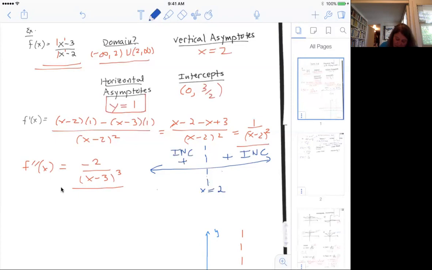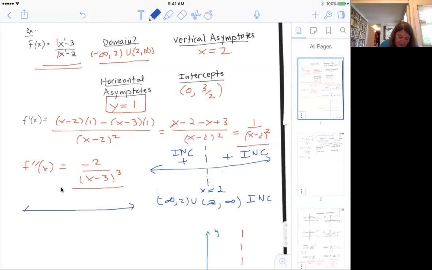If we write that in interval notation, it's minus infinity to 2 union 2 to infinity. That is where it's increasing. It's not decreasing anywhere. It's decreasing nowhere. So there's no local max or local min, because to have one of those, it has to change from being increasing to decreasing, so that you either have a hill or vice versa, you'd have a valley. So I'm going to go on to the second derivative and see what happens.